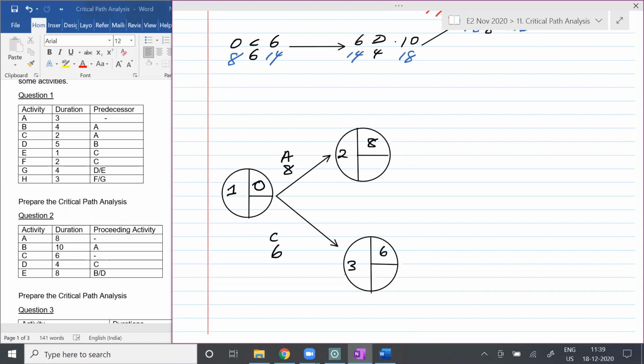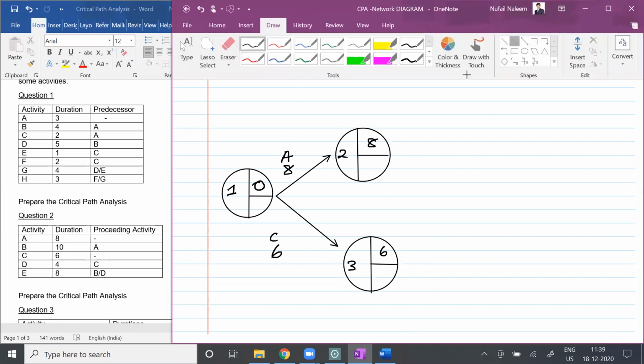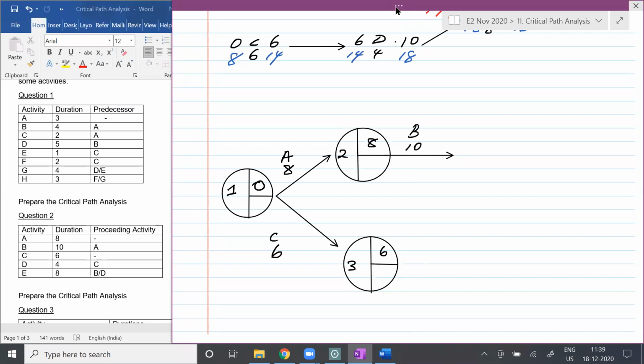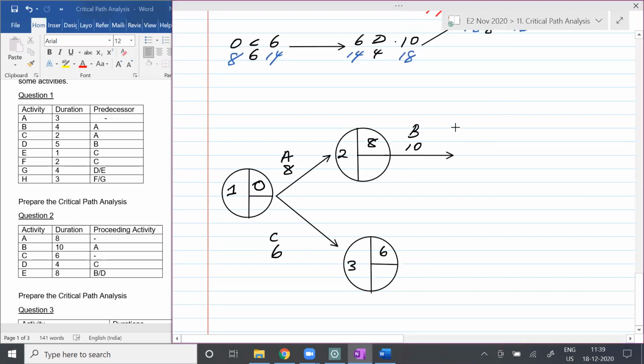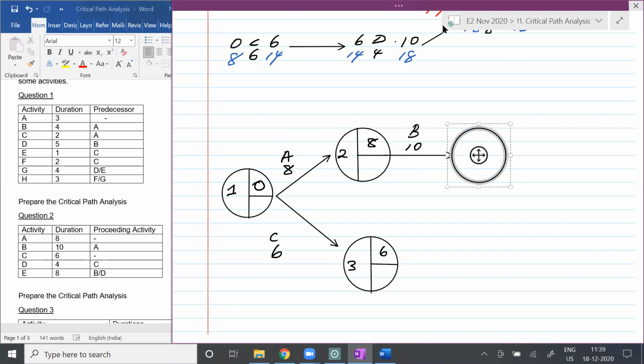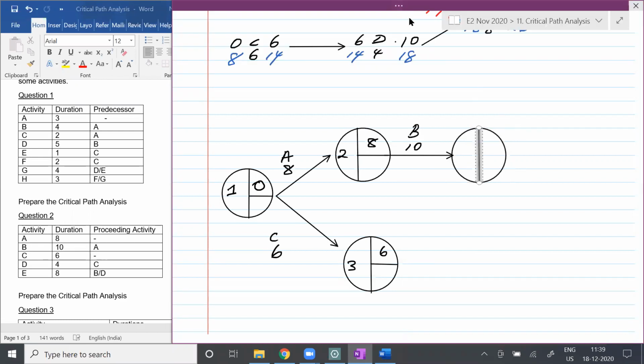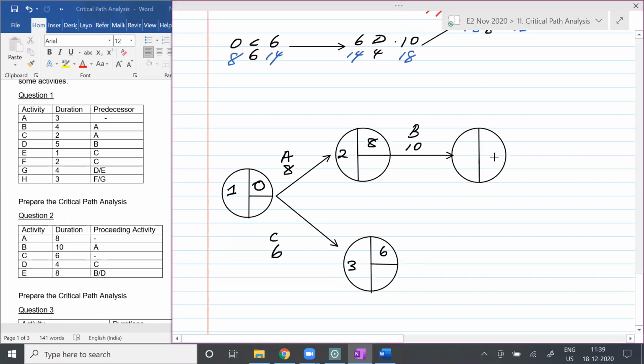So if activity A is over, what will be the next activity, students? If activity A is over, then only you can start working with activity B. And activity B will be taking how many days, students? 10 days, right? So if you want to complete activity B, the earliest completion will be within how many days, if I'm not mistaken? 18. 18 days. So it's going to give you 18. So I'm going to put this as the fourth one.